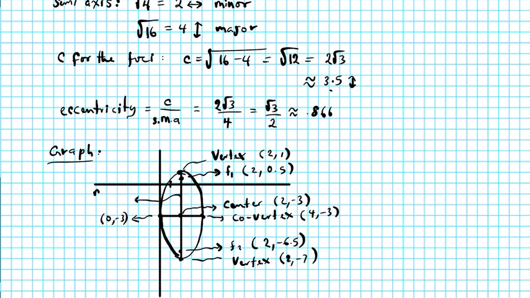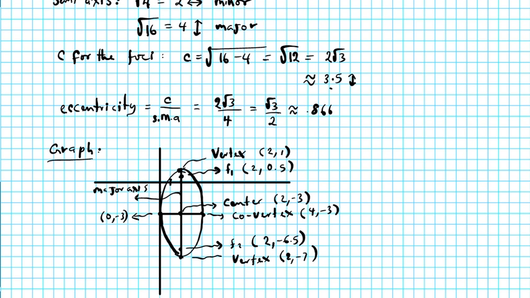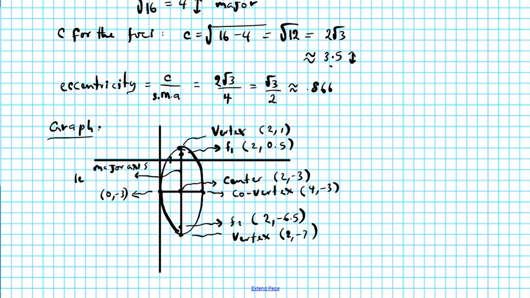major axis, and the length is 8, because you're going 4 units up and down. And then down here we have the minor axis, and the length is, since you're going 2 directions, 2 units side to side, 4 units. Okay. Alright, so that basically is all the information I need.